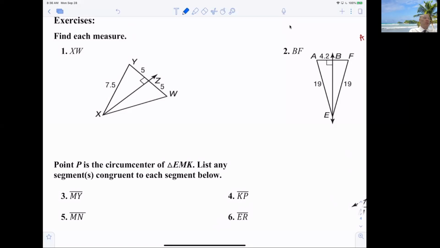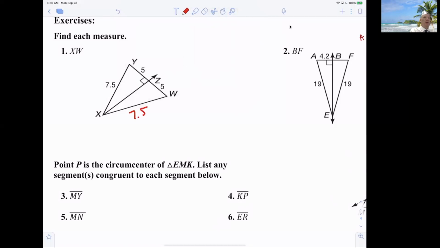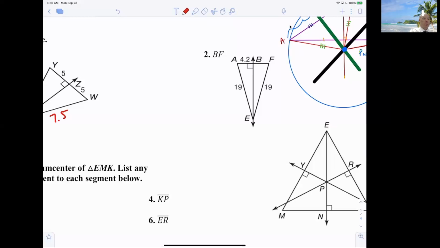So what's the measure of XW? 7.5. And I tell kids all the time, the test should be easy. But it's not going to be easy when there's a whole bunch of different properties that you're supposed to know. All right, number 2, is that the perpendicular bisector? Yes, it is. Now, how do I know it is? That is correct. If a point is equidistant from the endpoints, it must be the perpendicular bisector. Thank you for that. Therefore, BF is what?